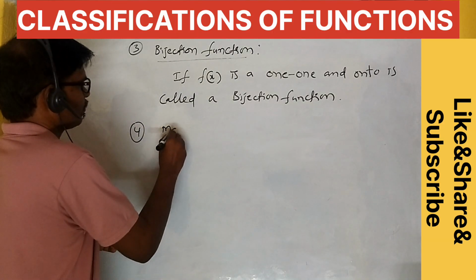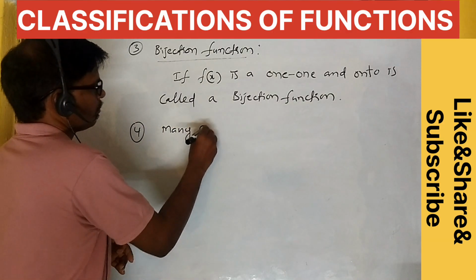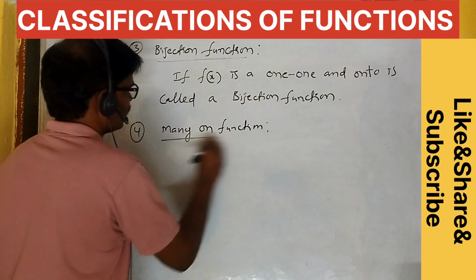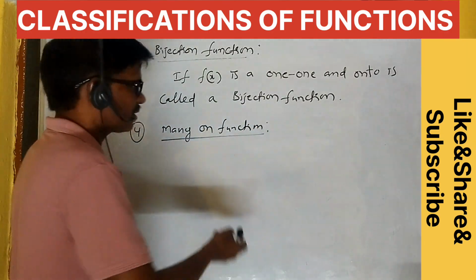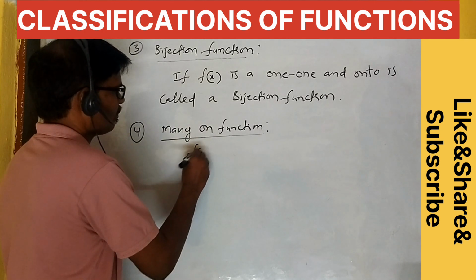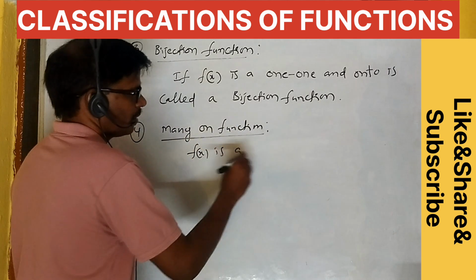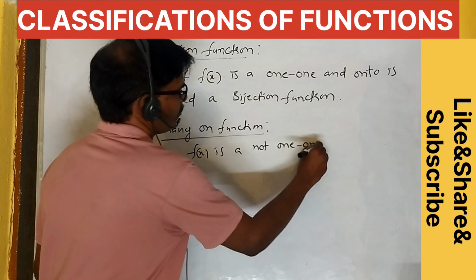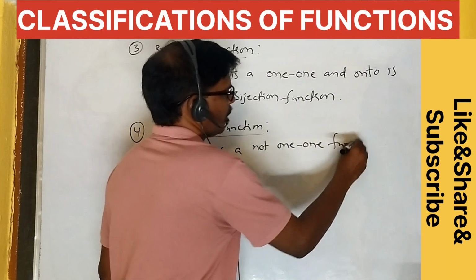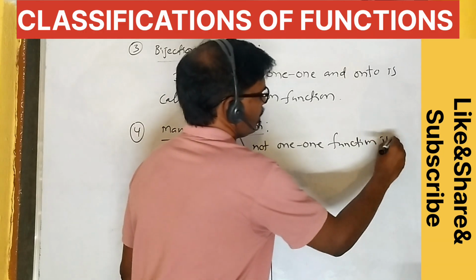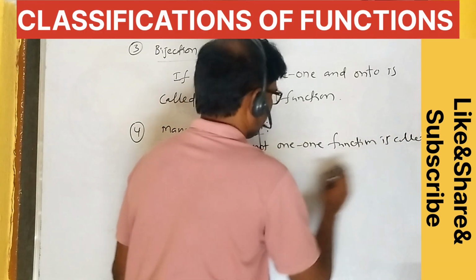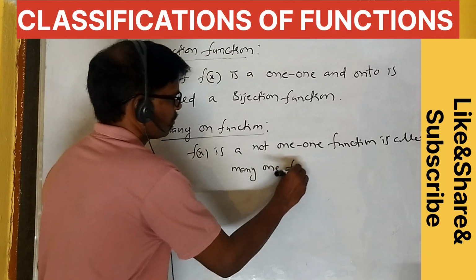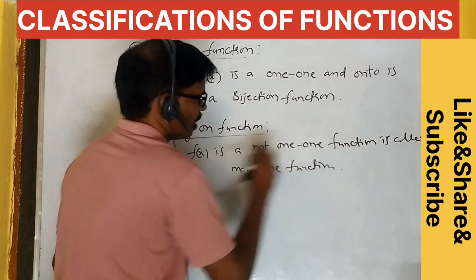Next, the fourth one is the many-one function. What is the many-one function? If f(x) is not a one-one function, that is called a many-one function. f(x) is a not one-one function, and a not one-one function is called a many-one function.